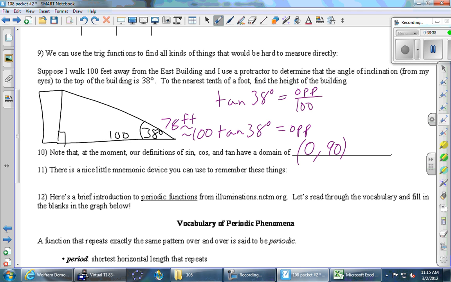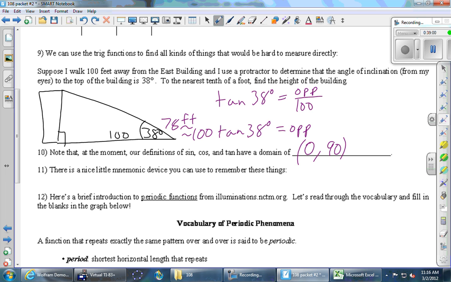Now, if you're feeling particularly daring, you could go to your calculator and hit sine of 91, just to see what it does. Does it destroy itself? Does it implode? No, it gives you a number. Okay, so there's something happening beyond 90 degrees. We don't have a way to get there yet, but we will very soon. But at the moment, only between 0 and 90.